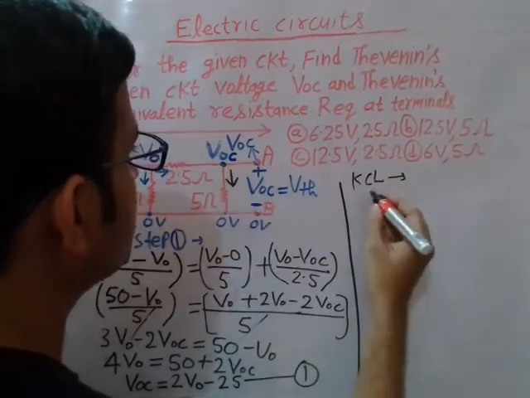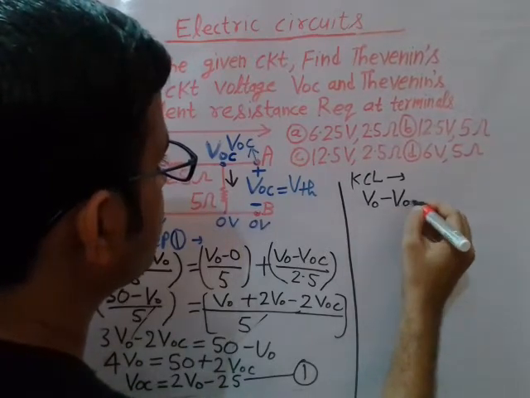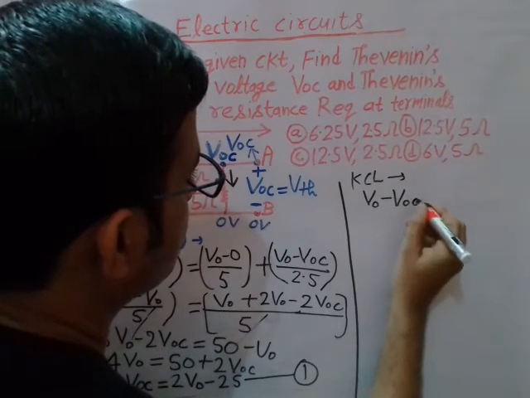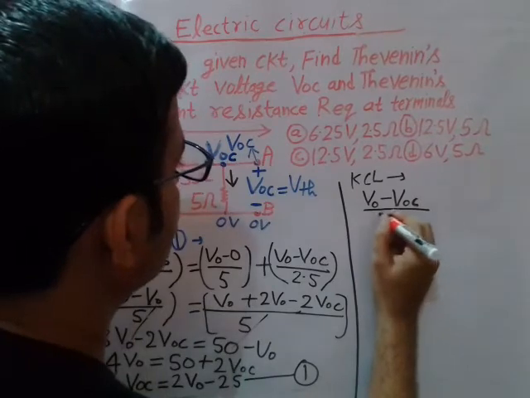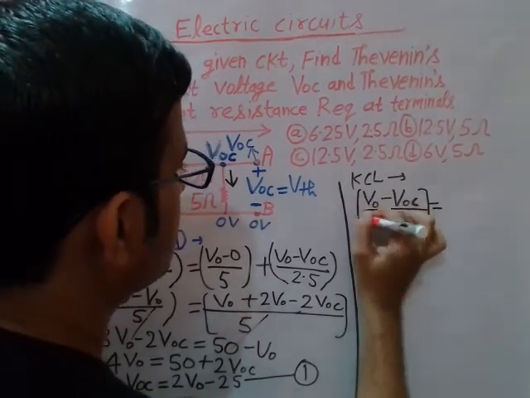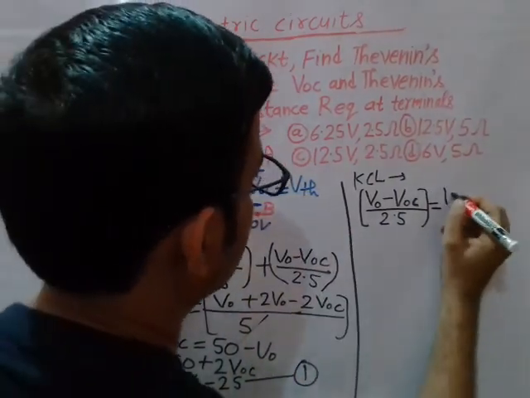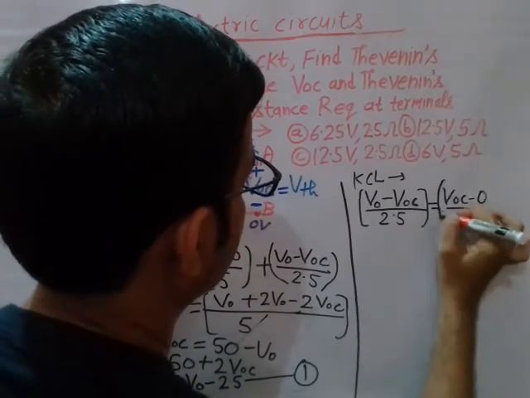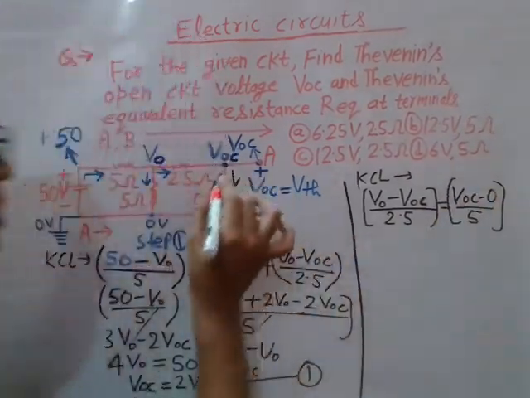At this node you will write V naught minus VOC divided by 2.5 is equal to VOC minus 0 by 5, that is, VOC minus 0 divided by 5. This is the Kirchhoff's current law at this particular node.